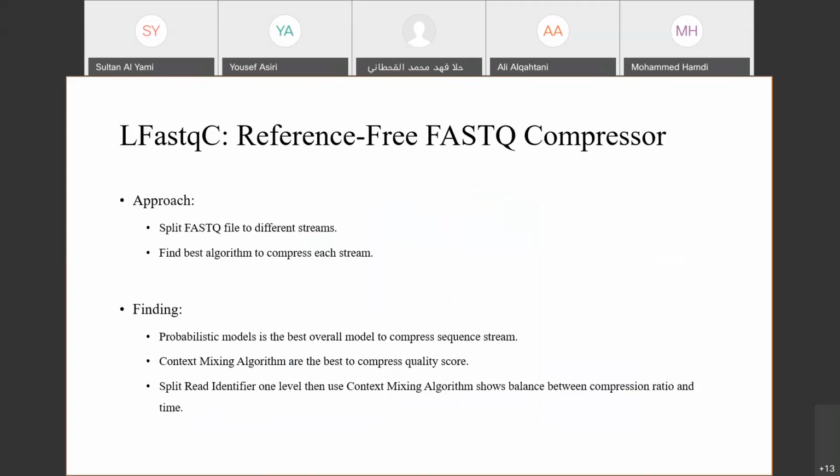The approach behind our tool is to split the FASTQ file into different streams and find the best algorithm to compress each stream. And our finding was as follows. First, the probabilistic model is the best overall model to compress the sequence stream. Second, context mixing algorithms are the best to compress quality scores. And lastly, we split the read identifier one level, then use a context mixing algorithm, and that shows a balance between compression ratio and speed.